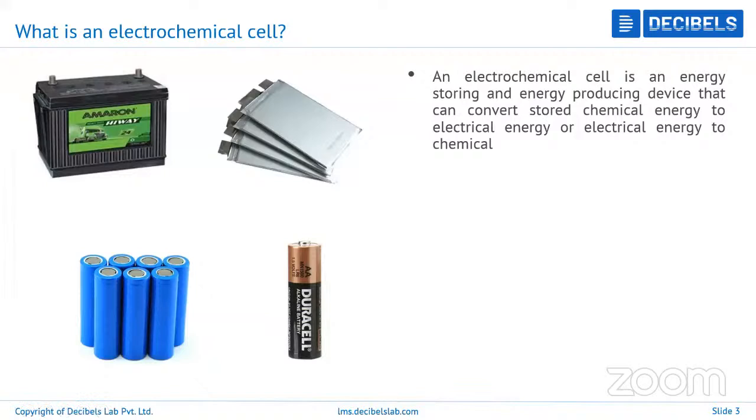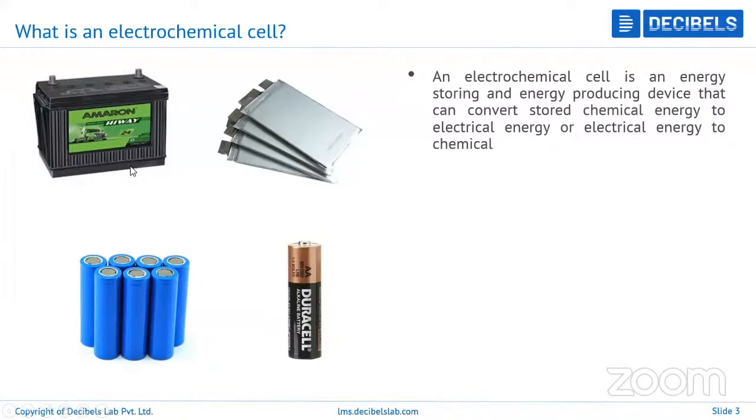So basically, charging and then discharging. That's exactly what happens in a cell. While discharging, you're converting chemical energy to electrical energy, and while charging, you do the opposite. You'd be converting electrical to chemical energy. So this is exactly what an electrochemical cell is.